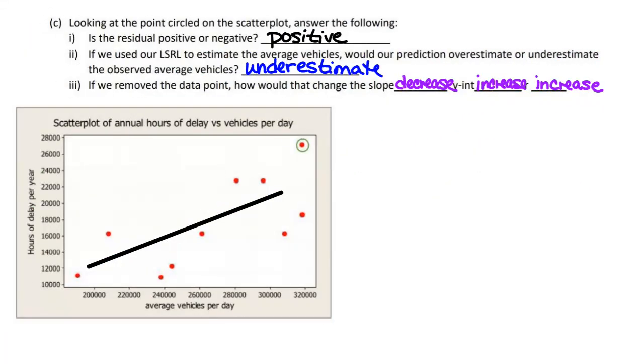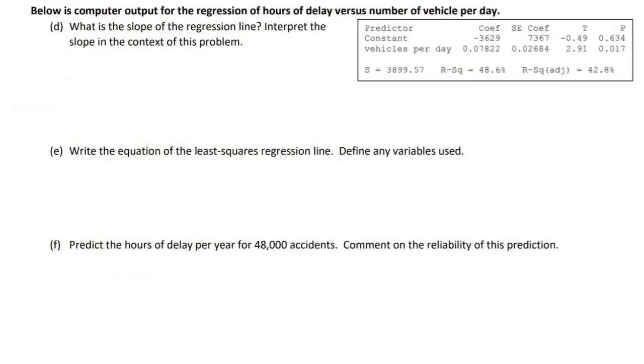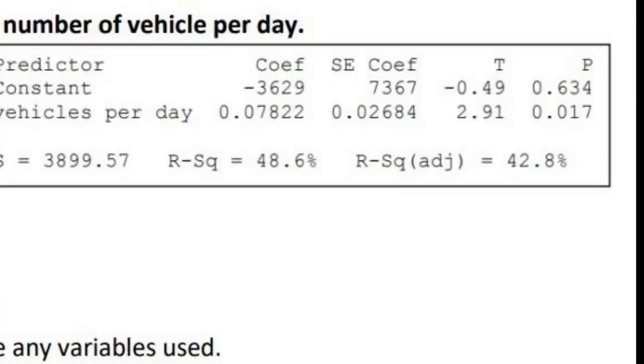Right. And then down for D through F, we have some Minitab output. We're supposed to identify the slope and then interpret the slope in context. So looking at this Minitab output, where do I go looking for the slope?